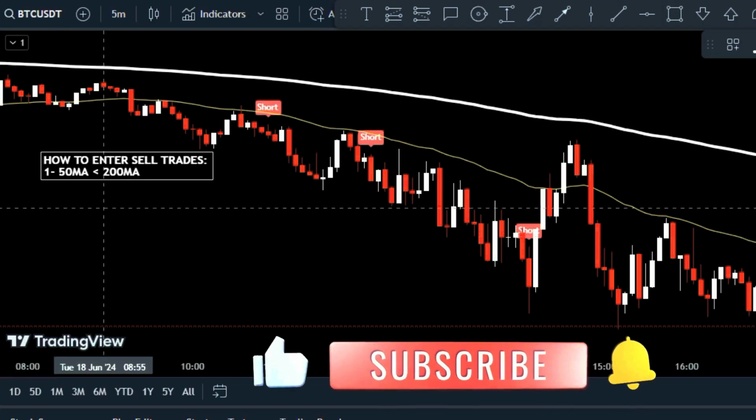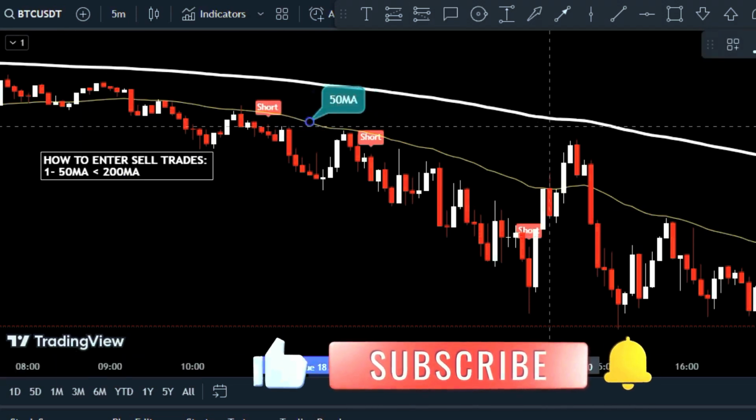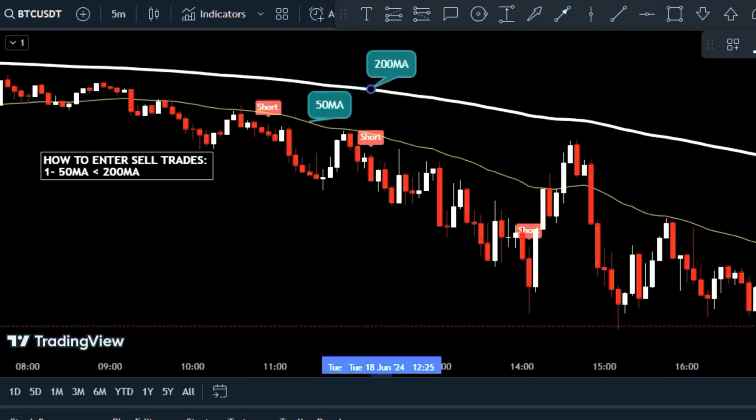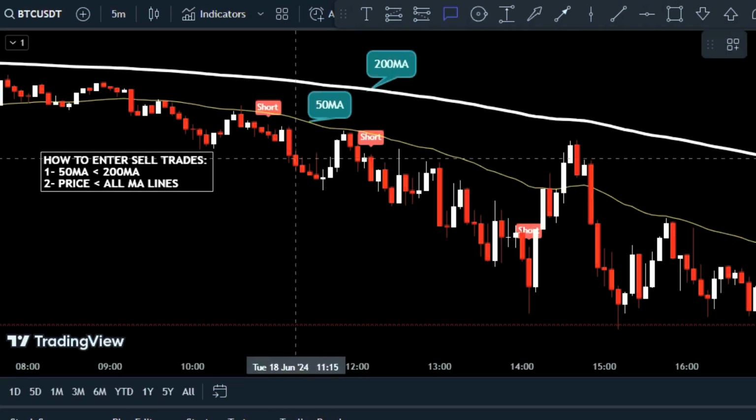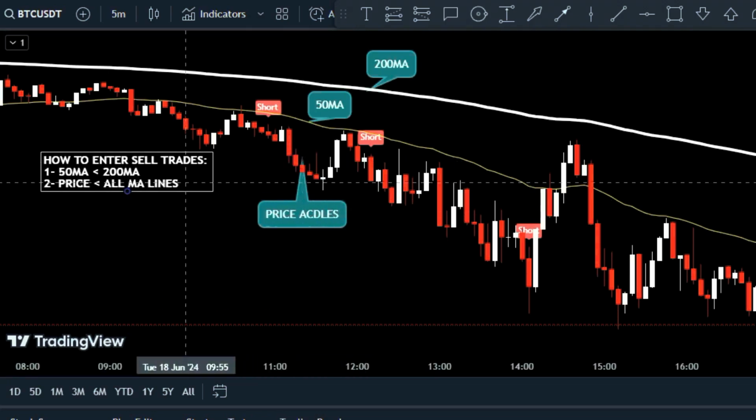First, ensure that the 50 MA is below the 200 MA. This means we're in a potential downtrend. Next, check the price is below all the moving averages. This confirms we're aligned with the trend.